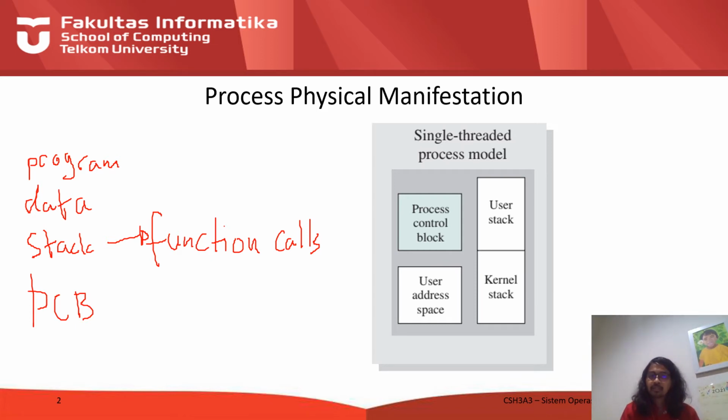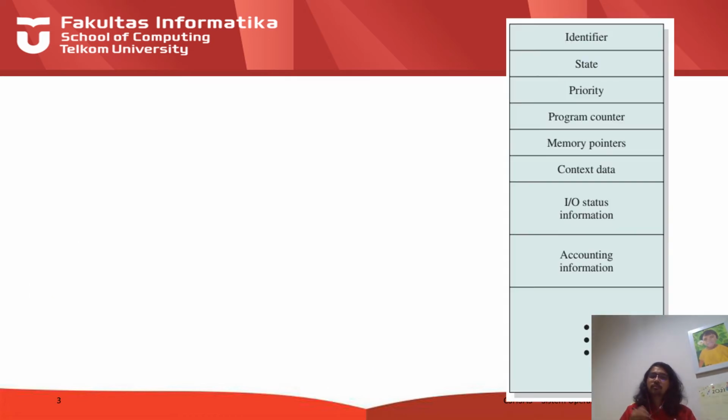And the physical manifestations looks like this. This is called the process image. So the process image is the process physical manifestation. And we have discussed earlier about the PCB, PCB or process control block.